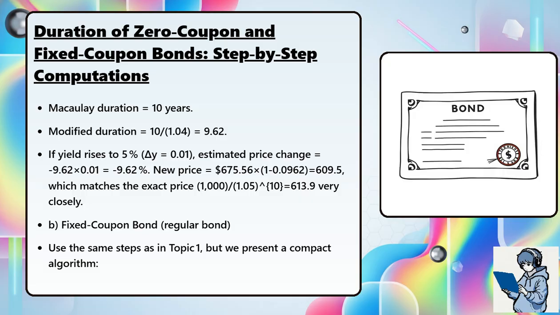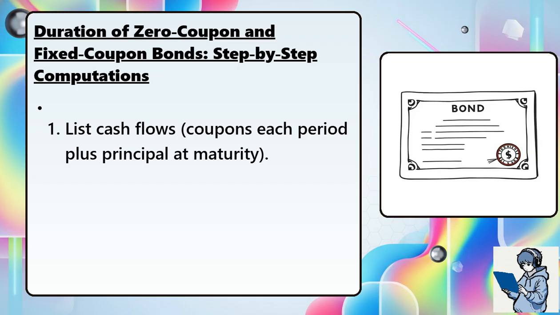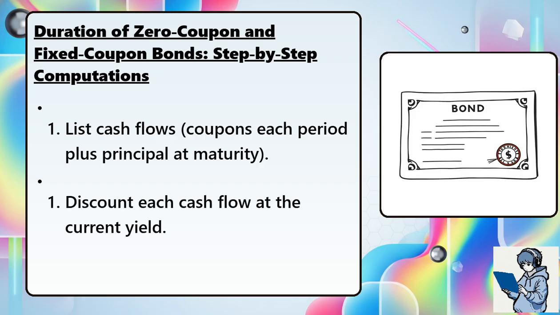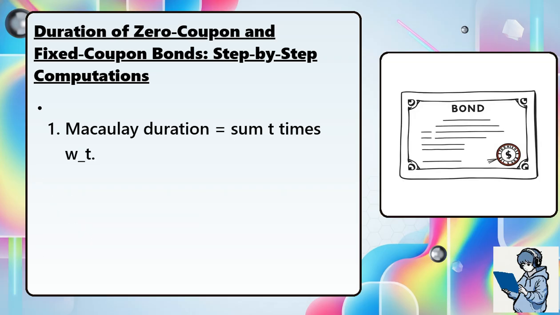Use the same steps as in topic 1, but we present a compact algorithm. Step 1. List cash flows, coupons each period plus principal at maturity. Step 2. Discount each cash flow at the current yield. Step 3. Compute weights. W sub t equals present value sub t divided by P. Step 4. Macaulay duration equals the sum of t times w sub t. Step 5. Modified duration equals D sub M divided by (1 plus y).